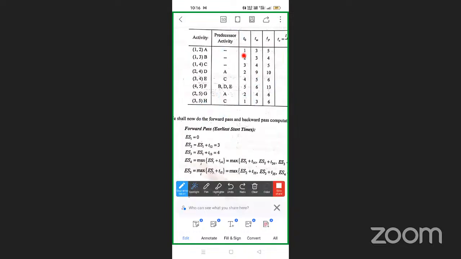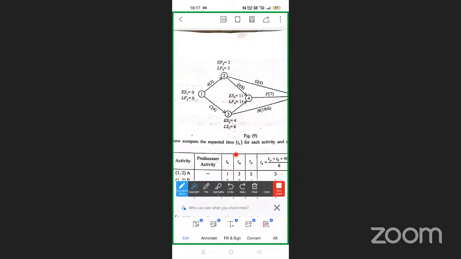Next, ES3, ES4, ES5, up to 5 nodes. By the previous method we can calculate. The third node is connected to only a single node, so ES3 is equal to 0 plus 4, that is 4. Next, the fourth node is connected to two nodes, 3 and 2. In these two nodes, we can take the maximum.